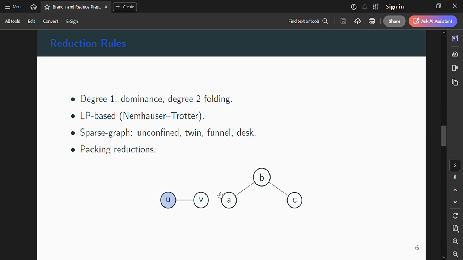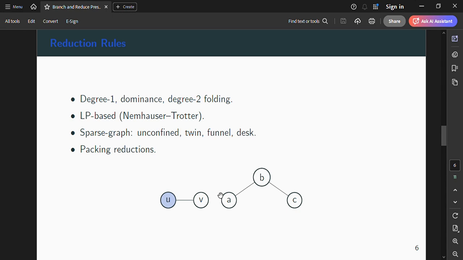Then we come to the reduction rules. The reduction rules simplify the graph while preserving optimality. From theoretical exponential time algorithms, we borrow the degree 1 rule. If a vertex has degree 1, its neighbor must be in the cover. So we include the neighbor and remove both. Then we come to the degree 2 rule, which is the folding.